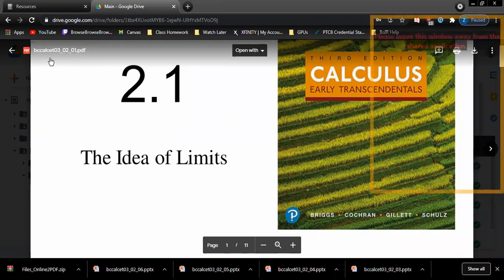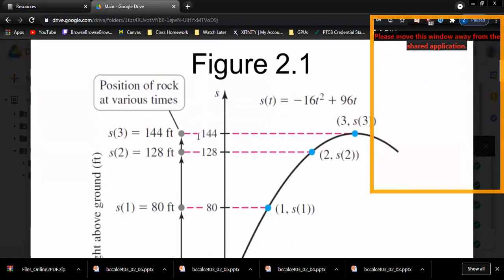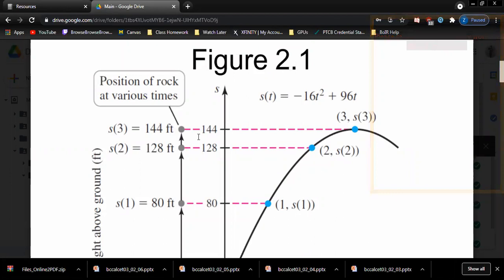So limit. What do you understand when you first hear this word limit? What comes into your mind? I mean, not mathematically. It doesn't necessarily have to be mathematical. What's the first thing that comes into your mind when you hear this word limit? Anyone? Endpoint of something. Endpoint of something. Okay. Anyone else?